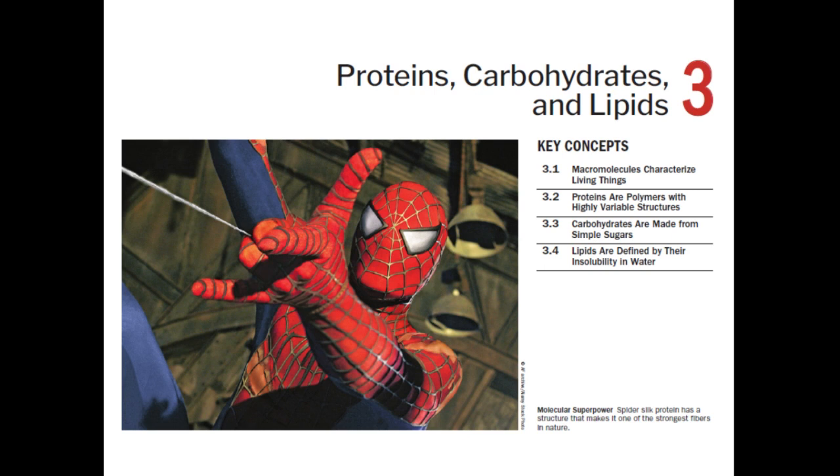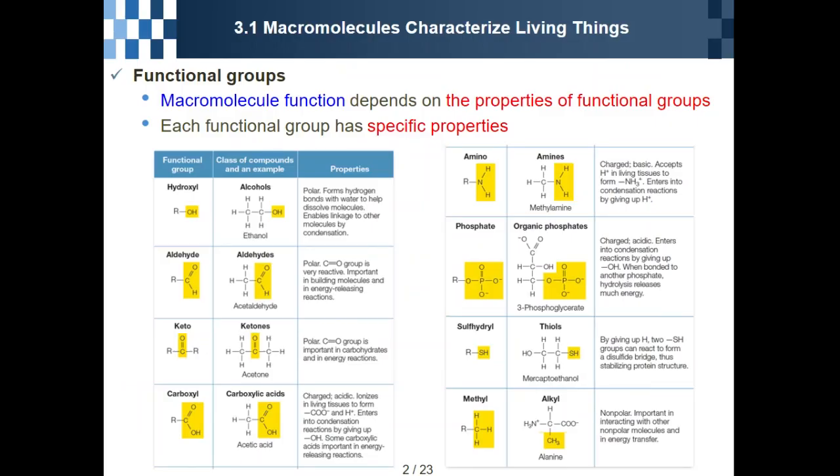This chapter is composed of 4 subjects. First one is macromolecules. Macromolecule means they're large molecules. After that, we will cover protein, followed by carbohydrate. Finally, we will cover lipids. Okay? So first we will cover the macromolecules that characterize living things. Macromolecule means large molecule.